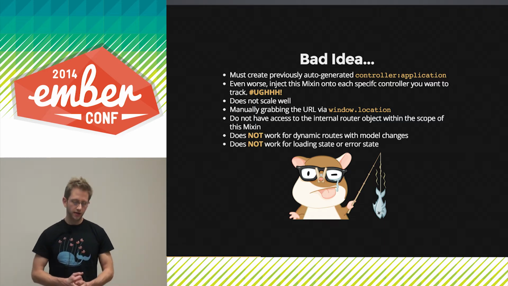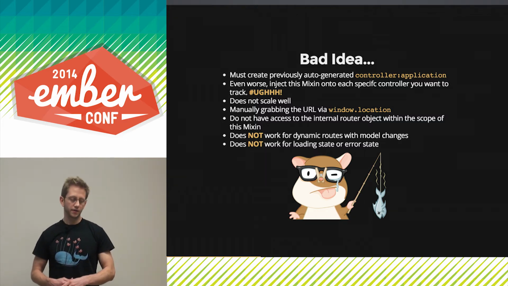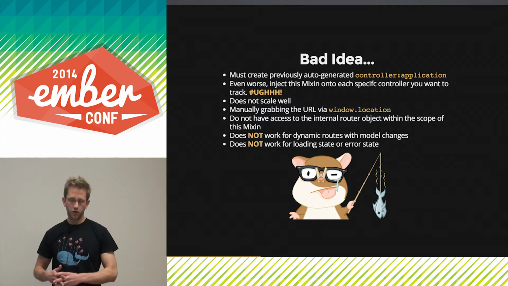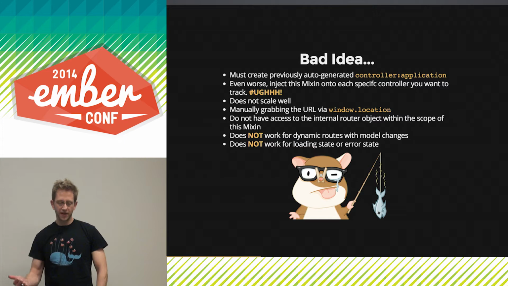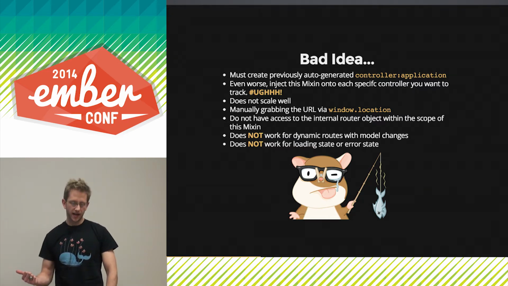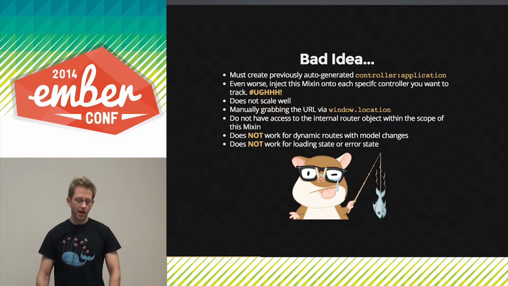One that I didn't speak about is because you're doing it with a mix-in, you can't rely on your auto-generated application controller. You have to actually generate that. So a little more work on your end, and not really the convention over configuration Ember way. You could mix in the analytics handler into any specific route that you wanted to track, but that's just a pain. We're not going to talk about that. It doesn't scale well. You have to manually grab the URL off window location. You don't have access to the internal router object within the scope of the mixin. A lot of different stuff.